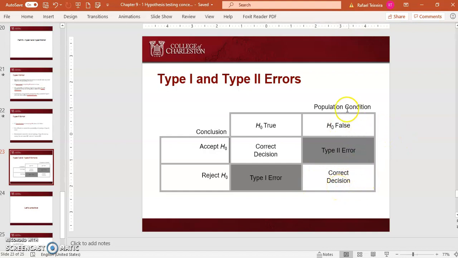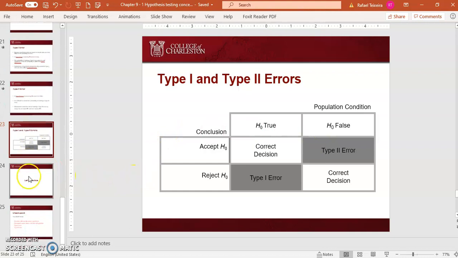The problem is we never know what the population condition is. Remember, we don't know what is true about the population. We always have to make our decisions based on a sample, and we have a likelihood of committing type 1 and type 2 errors in our hypothesis testing procedure.